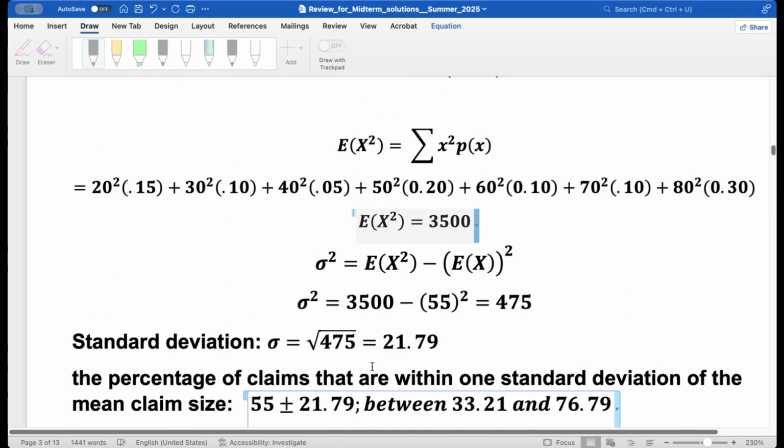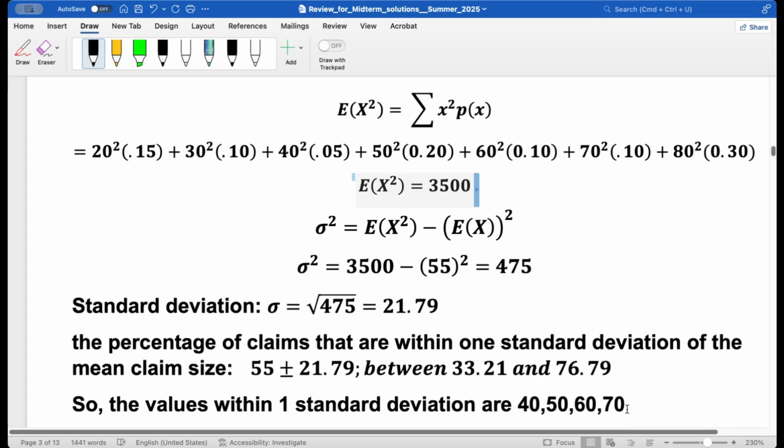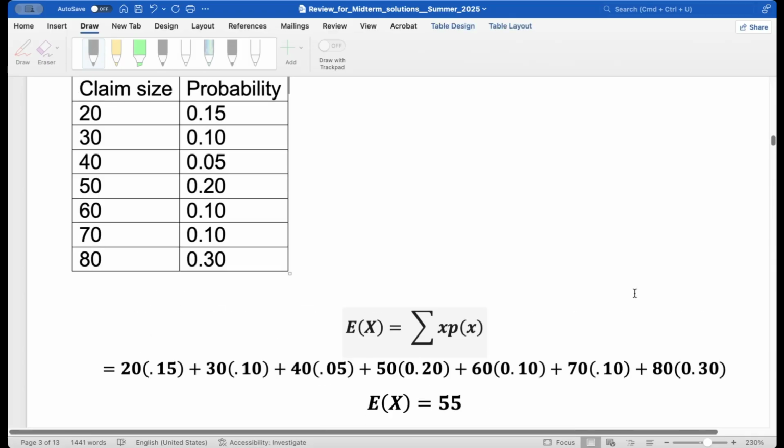So we do 55 minus 21.79 is 33.21. 55 plus 21.79 is 76.79. So we're going to only count the x values in between those bounds and then count up the corresponding probabilities. So the numbers that are within that range, 33 to 76, that are on our list are going to be 40, 50, 60, and 70. So those values are within one standard deviation of the mean.